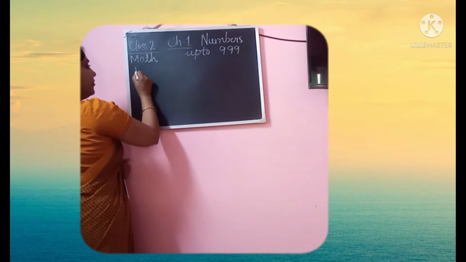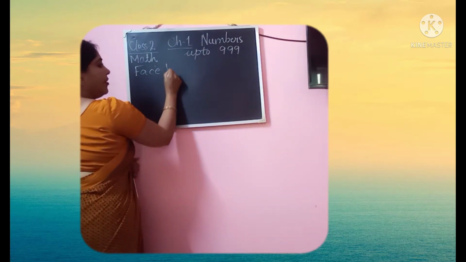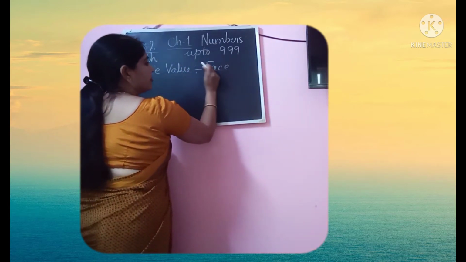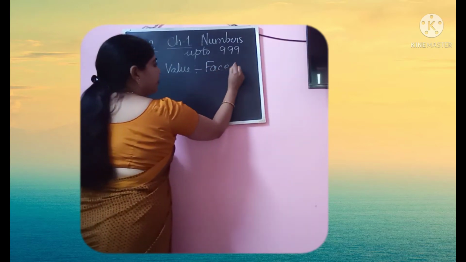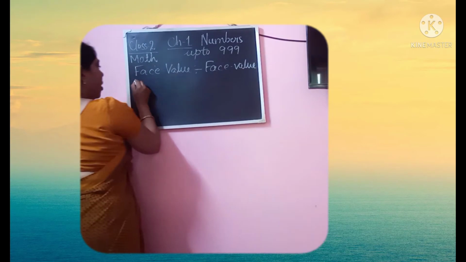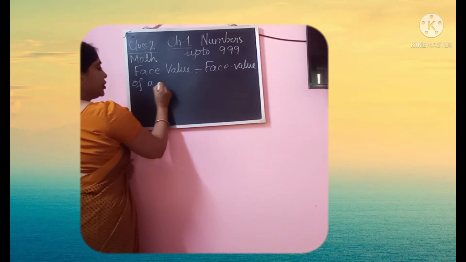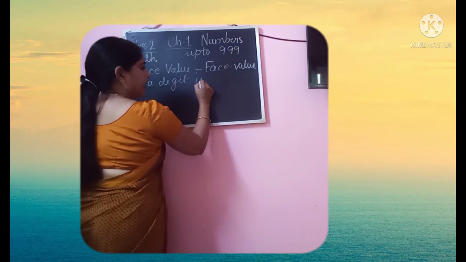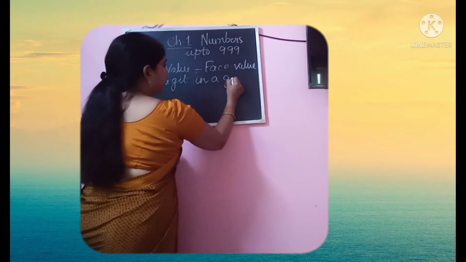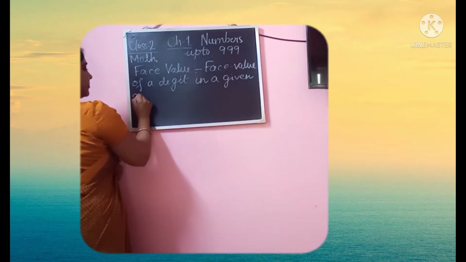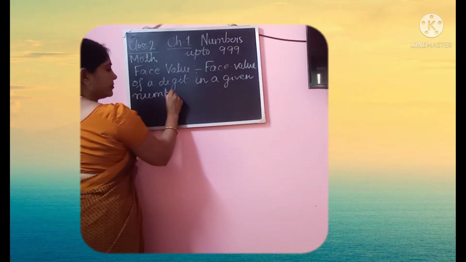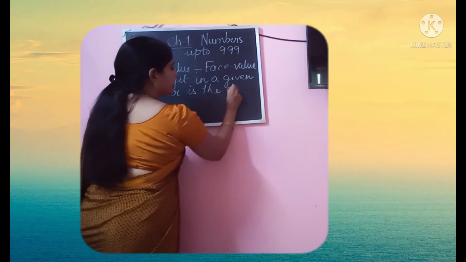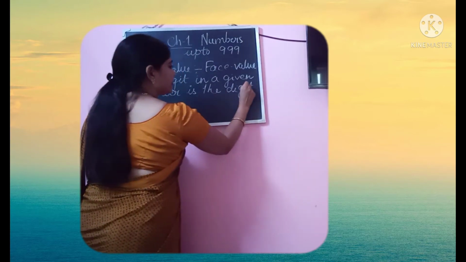So we can write here: face value of a digit in a given number is the digit itself.